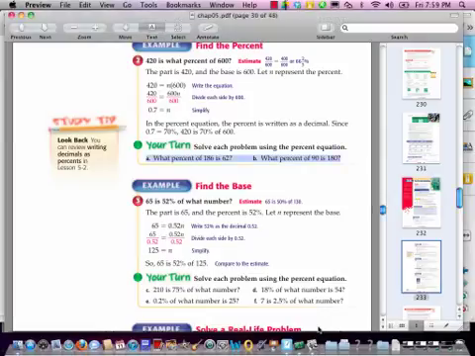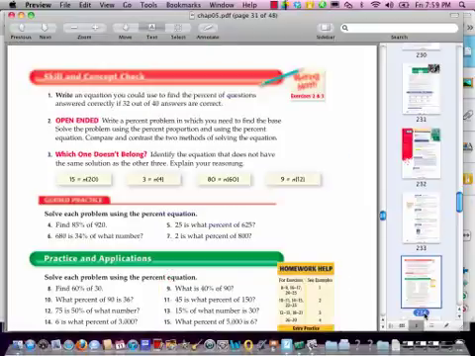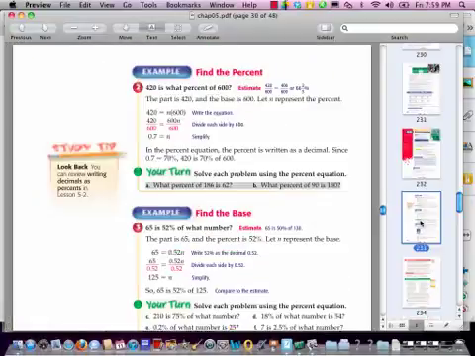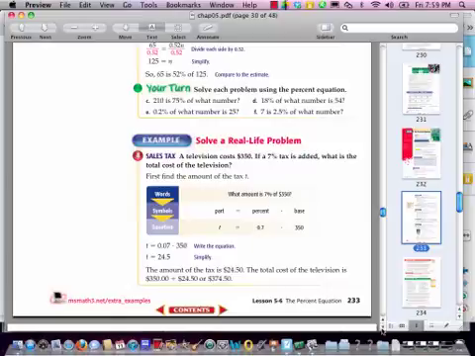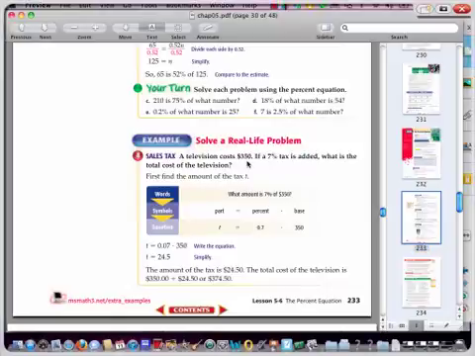Let's just take a quick look at this last problem here that the book has, and let me go back up the page here. Okay, a television costs $350. If a 7% tax is added, what is the total cost of the television? Now this is real life stuff, because we have to pay tax every time we go and buy stuff. You got to do that. So if you go buy a $350 TV, and I think, what is it in Iowa? It is about 7%, isn't it?